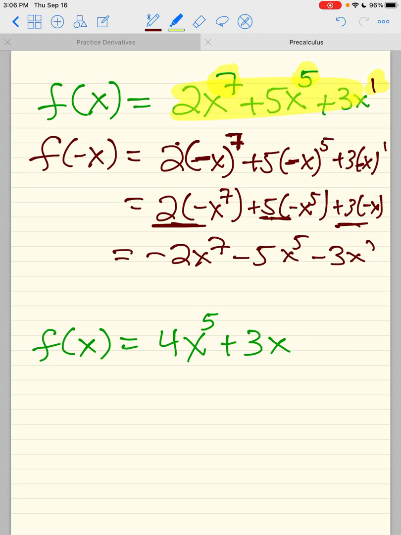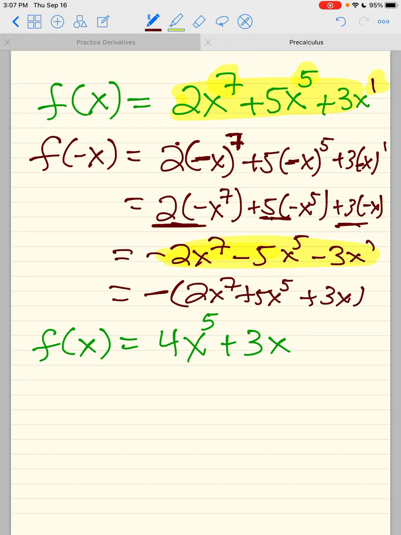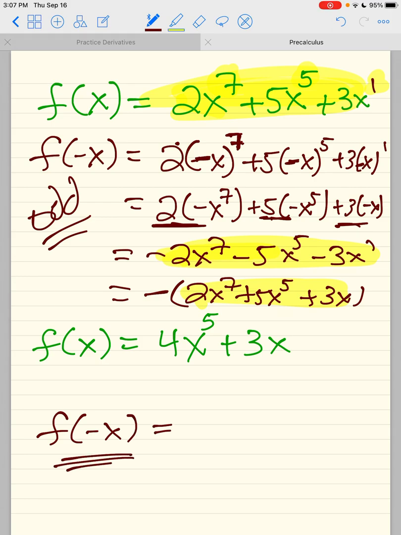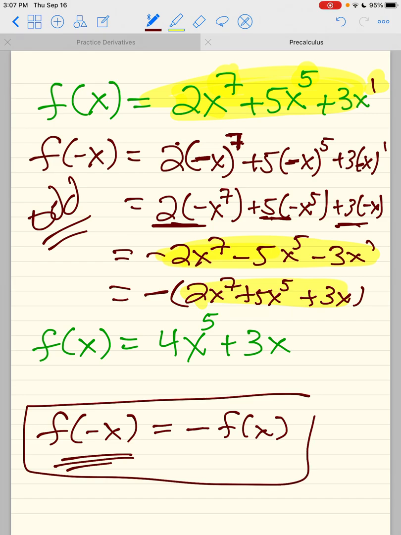This does not match my original problem. Let's see what happens if I factor out a negative. If I factor out a negative, all my signs change. That's what happens when you factor out a negative. Do I get back my original after I factor out a negative? I do. So this is odd, since when you plugged in the negative x, you get back the negative of the original. Okay? And this here will also be odd.